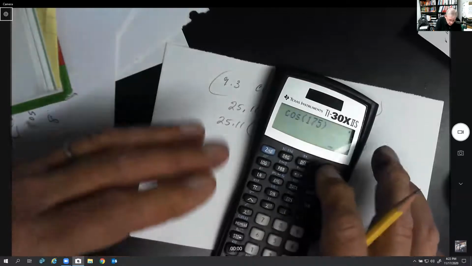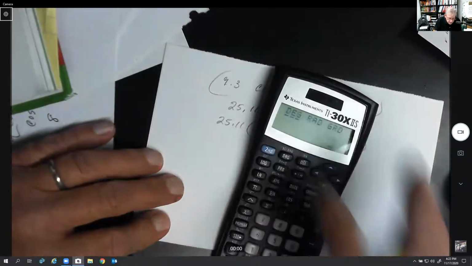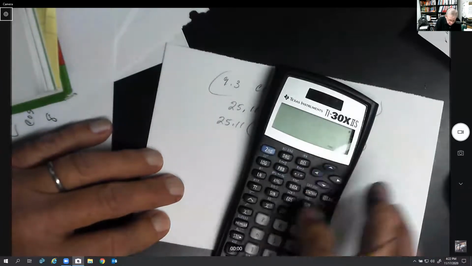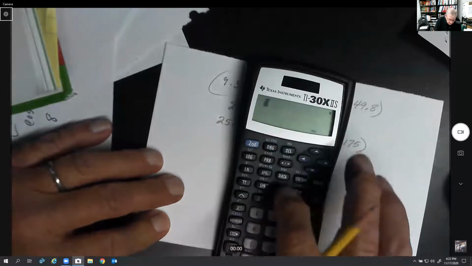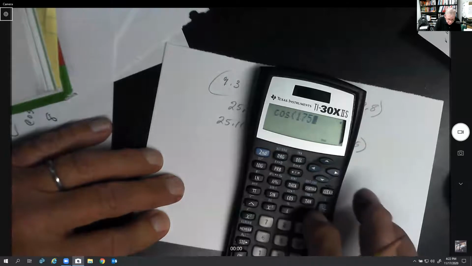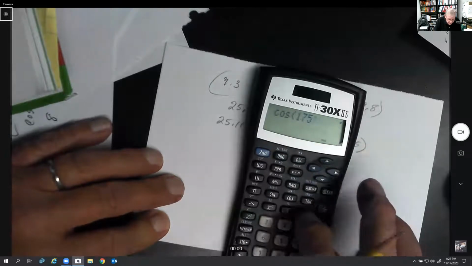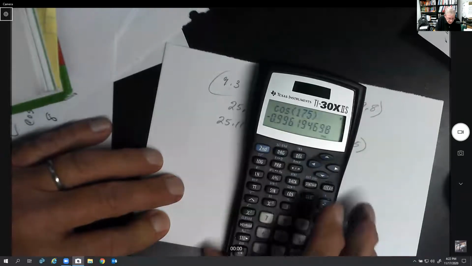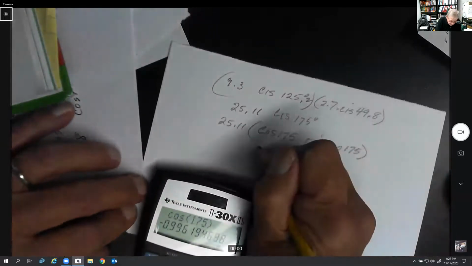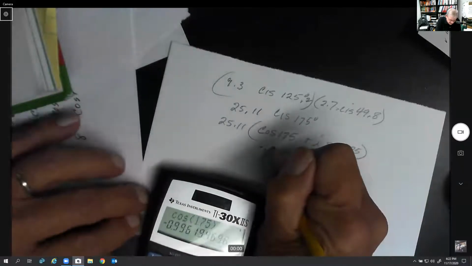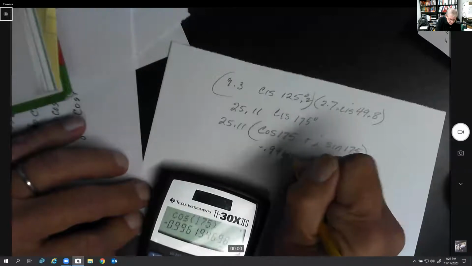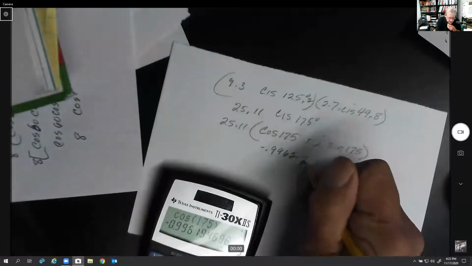Make sure our calculator is set in degrees, okay? Very important. Cosine 175. Because you don't know how many times I've seen mistakes like that, including my own. This came out to be a negative point. I'm just going to carry it out 4 places. Usually that's what we used to do back in the old days.